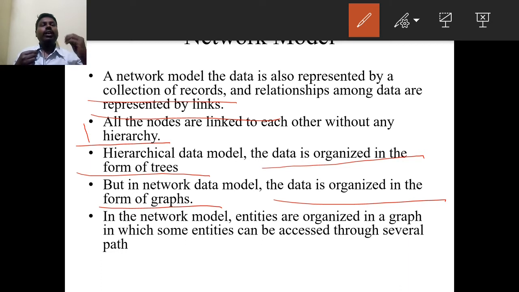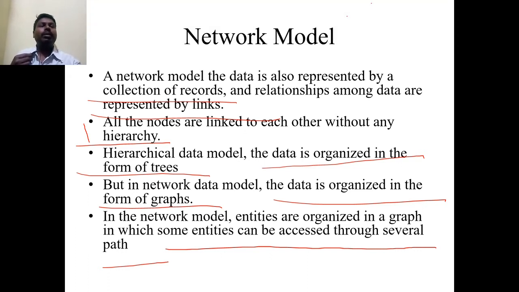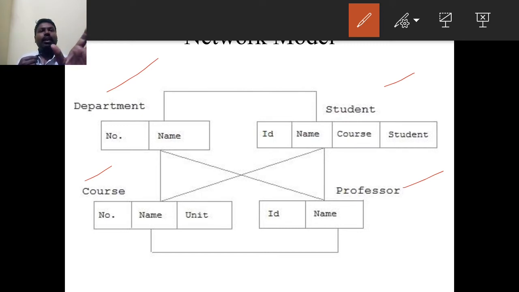Understand? So in a network model, entities are organized in a graph, which means some entity can be accessed through several other paths. You can see one small diagram with an example so that you can easily understand. In this example, you can see there are four entities: department, student, course, and professor. So it is represented in a graph format.